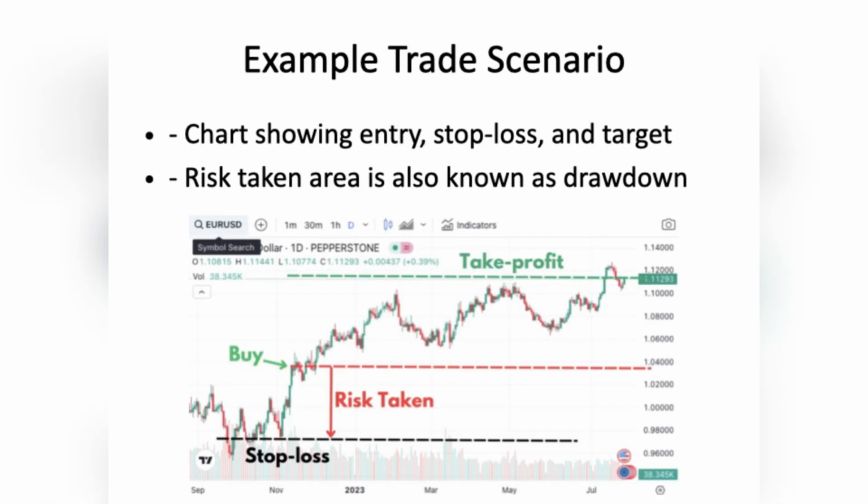Here we have a buy trade. We have our entry point. Below it, we have our stop loss. The area between the entry and the stop loss is our risk taken or potential drawdown. Above, we have our take profit target. Notice how the distance to the take profit is significantly larger than the distance to the stop loss. This is a visually strong risk-reward setup. The trader here is risking a small amount for a much larger potential gain. This is the blueprint you should visualize for every trade you take.